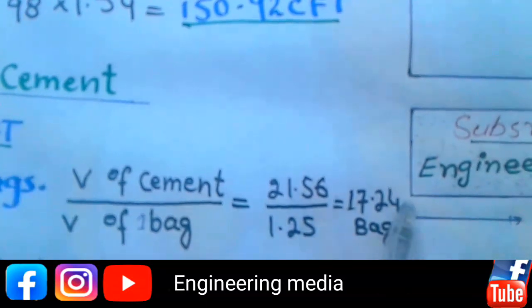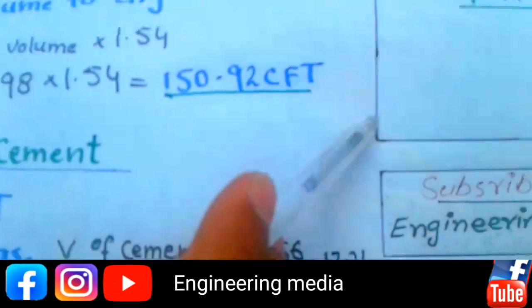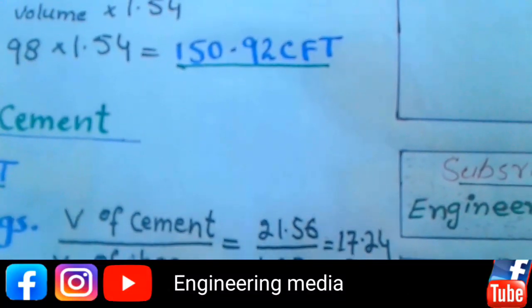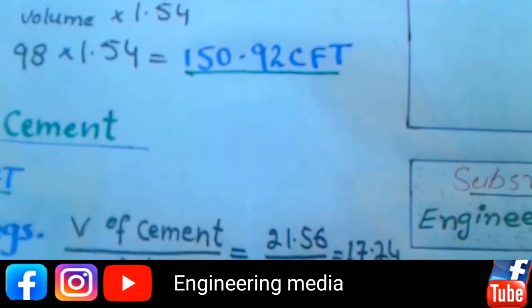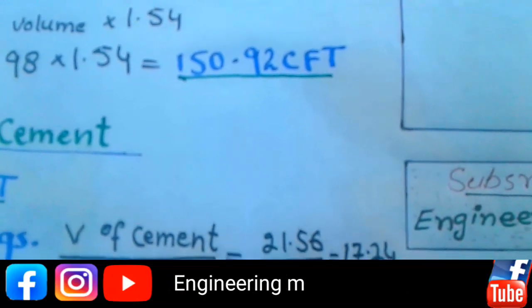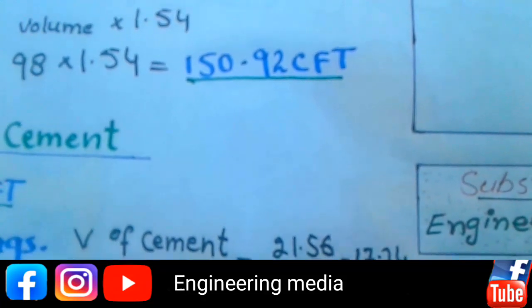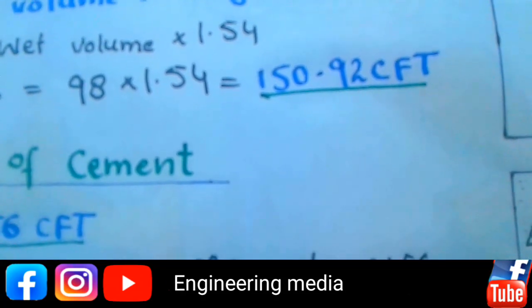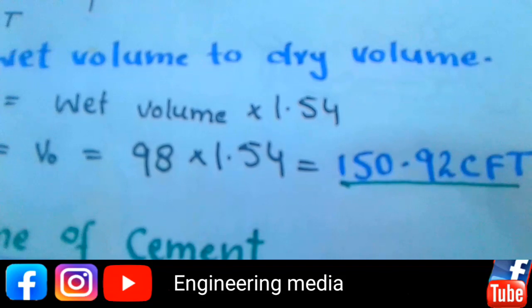17.2 bags of cement are required for this slab, but we keep a minimum of 18 bags in the storeroom, so that our work at the construction site does not stop. So a minimum of 18 bags is required in a storeroom.